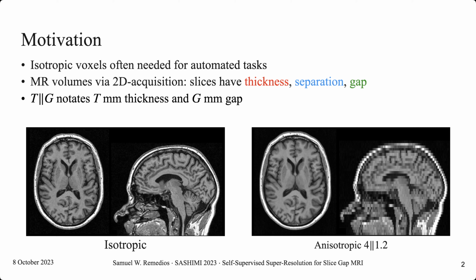Here, we show an axial and sagittal slice from a volume, which is isotropic on the left, and one from a 4 skip 1.2 volume on the right. The sagittal view is through plane in this case, and was rendered with nearest neighbor interpolation to better visualize the resolution differences. Since we need to process these images, our job is to improve the through plane resolution.